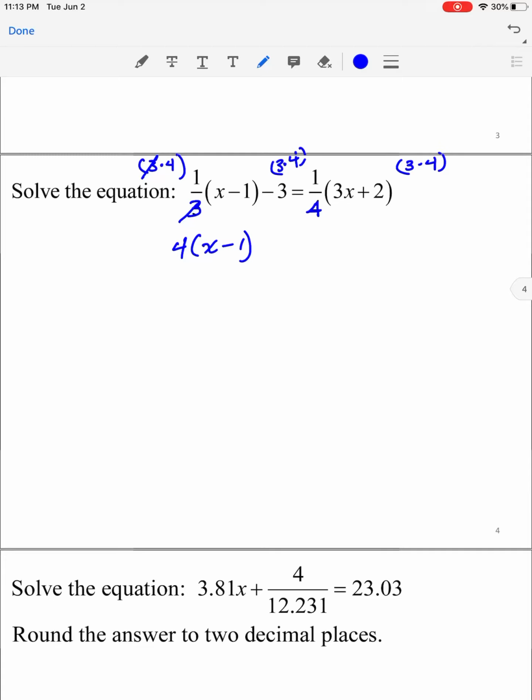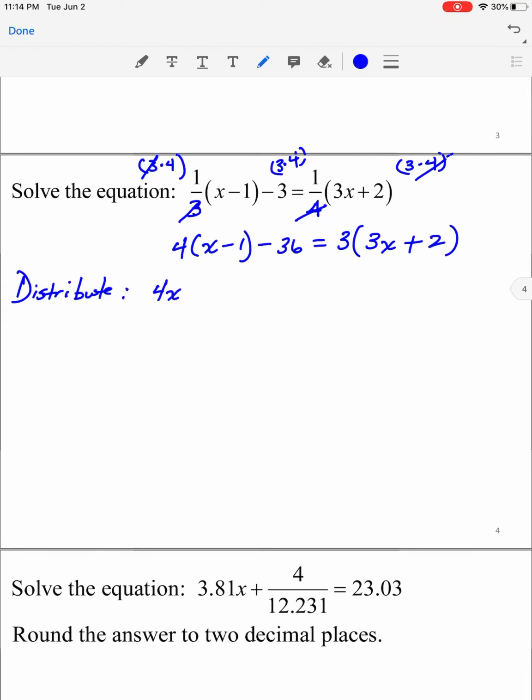This first piece leaves us with 4 times (x minus 1). When we go to the next term, we have negative 3 times 4. That gives us negative 36. And then when we go to the final term, we have a 4 in the denominator and a 4 in the numerator. 4 divided by 4 is 1. That leaves us with 3 times (3x plus 2). I know it looked like it was going to be scary by adding in those products, but it actually simplified things for you a little bit. Next, you want to distribute.